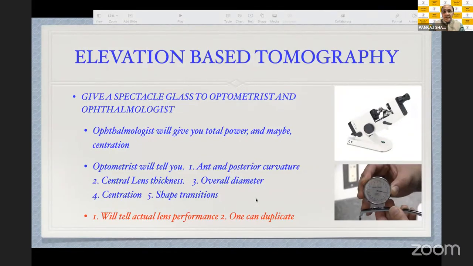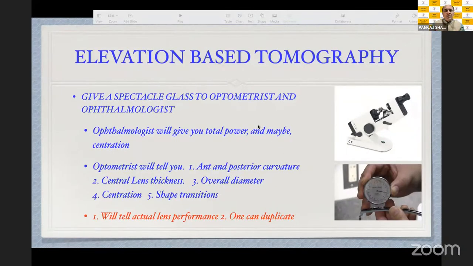So an optometrist will do a tomography, which means he can tell you the actual lens performance and he can duplicate the lens. Whereas an ophthalmologist will just tell you the total power. Tomography, topography, the Placido disc just gives the total power and that is also just an estimation, a rough simulation. Whereas a tomography gives the actual performance of the cornea.